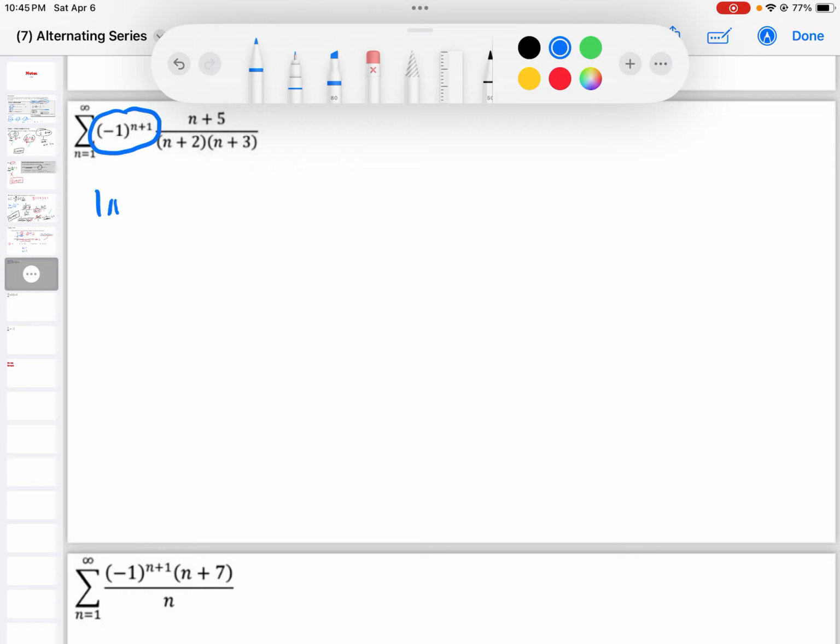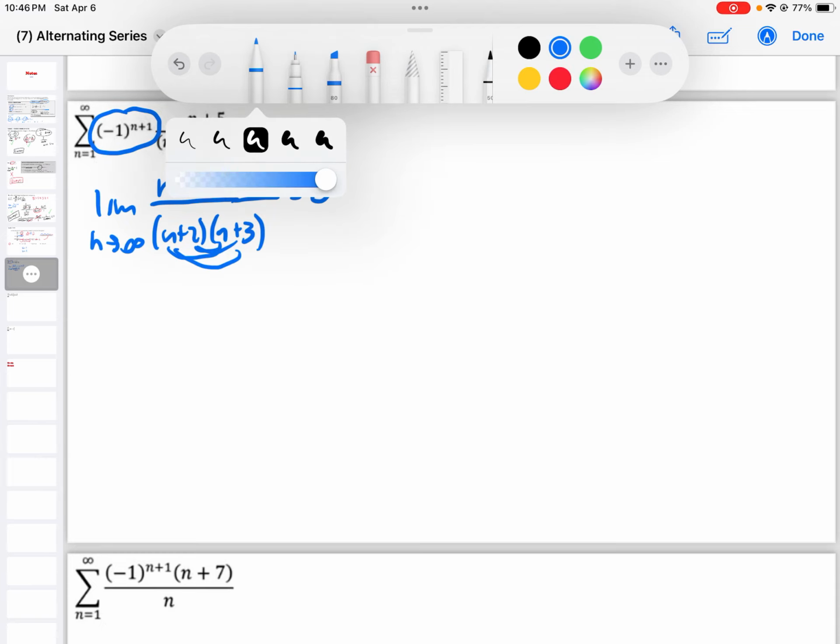I need to check, is the limit as n approaches infinity going to be 0? And without even writing this all out, I know if I multiply the bottom out, like FOIL it out, it'd give me n squared, so the bottom degree is bigger, so yeah, that's 0. Now I've got to say, is this thing decreasing, or at least non-increasing?